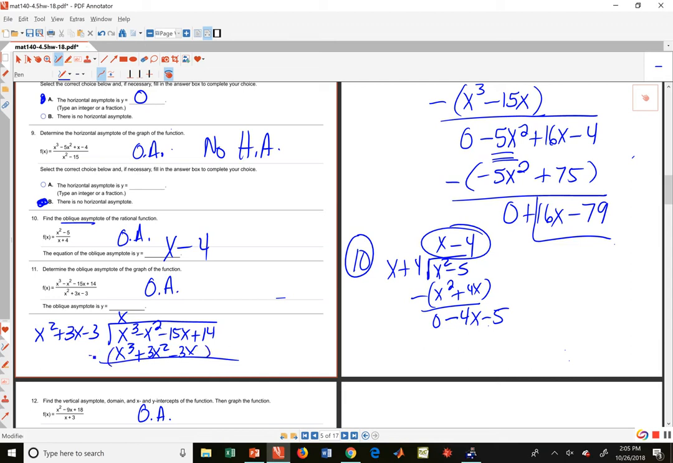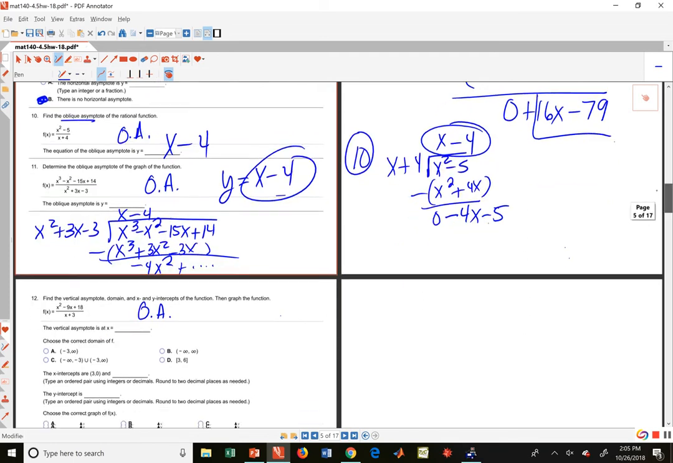Now you have to subtract. You get 0. Negative x squared minus positive 3x squared, that's negative 4x squared. You don't need all this other stuff. You just need that negative 4, and that goes right there. That is our oblique asymptote. Y equals x minus 4. That is our solution to number 11.